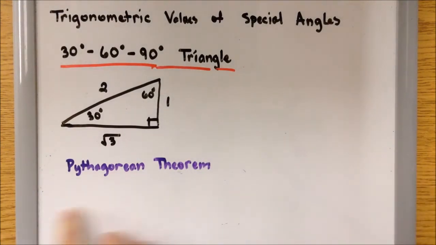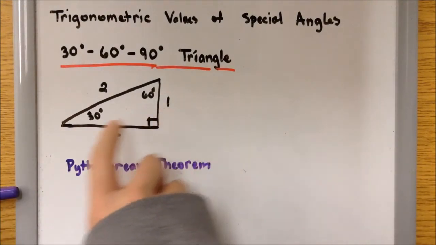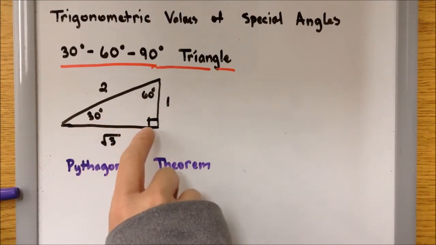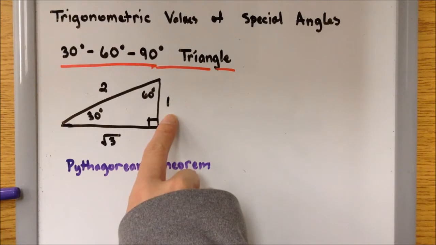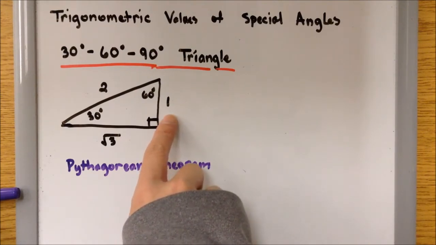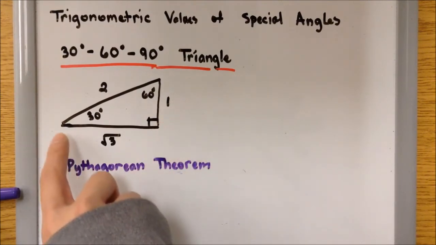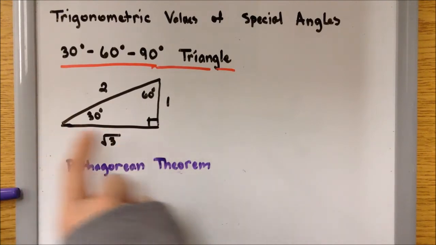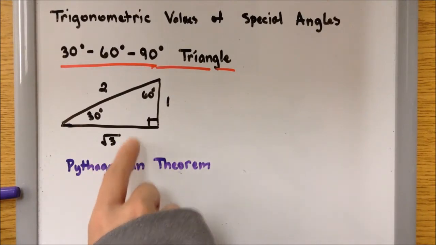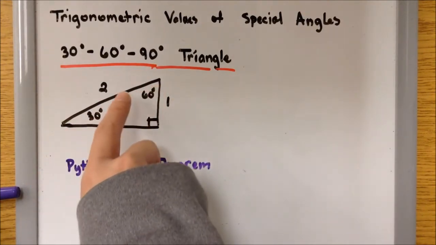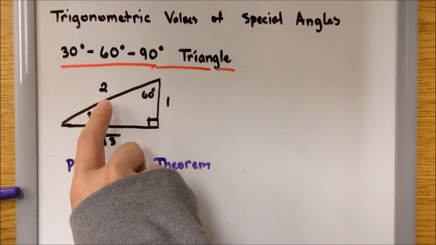So again, we're using the Pythagorean theorem. Whenever you have a 30, 60, 90 degrees triangle, you always have one side that's always going to be 1. And then you're going to have the longer side, which equals the square root of 3. And then the hypotenuse is 2.